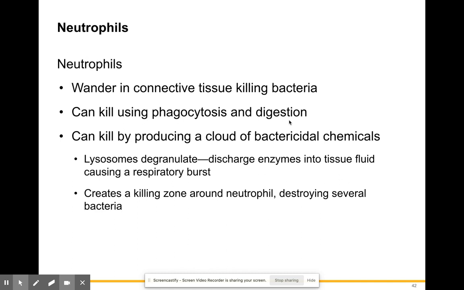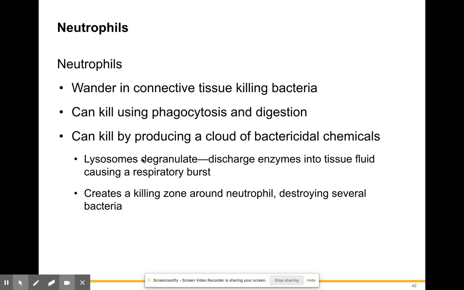It can kill by producing what we call a cloud of bactericidal chemicals. There are lysosomes within the neutrophils, and if you think all the way back to your cell biology, lysosomes are that organelle that holds hydrolytic enzymes, or enzymes that help cells degrade material that they need to degrade. So these lysosomes can degranulate. And when they degranulate, what that means is the lysosomes are going to break down.